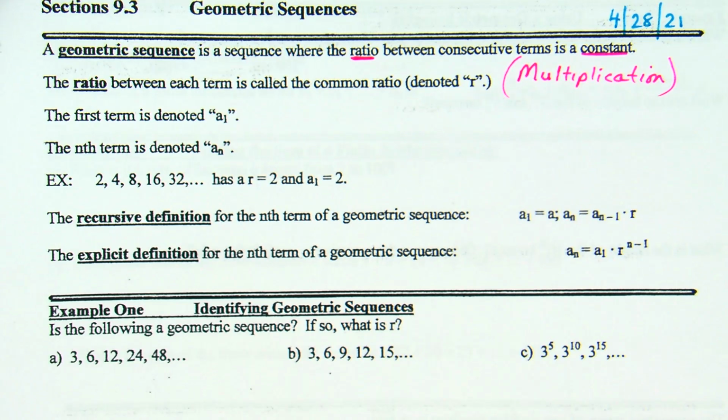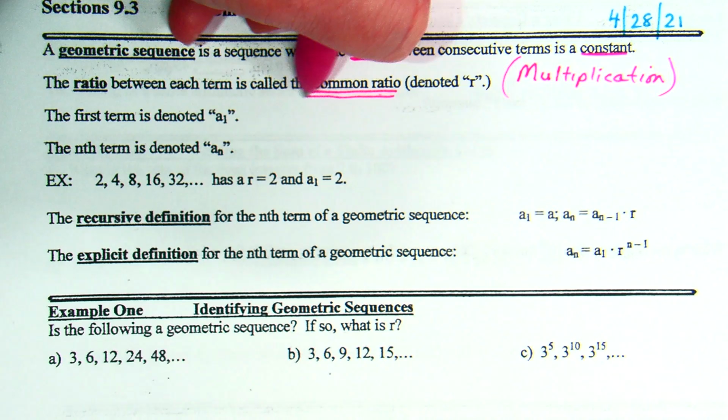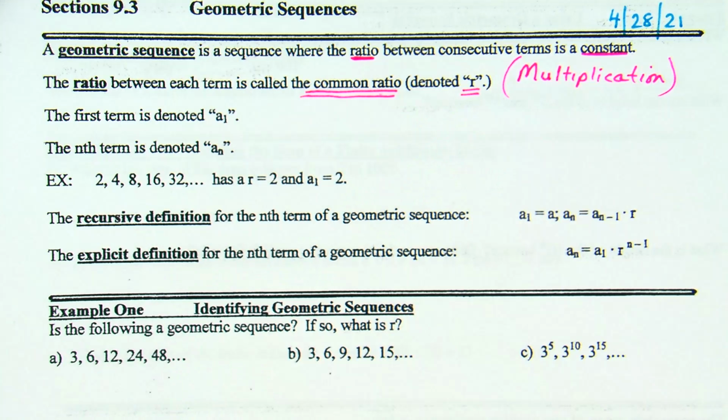We're going to call it the ratio, and instead of having a common difference today, you have a common ratio. Instead of having to give me D today, you have to give me R. Now, a couple of things are staying the same, of course. The first term is still a sub 1. The nth term is still a sub n.